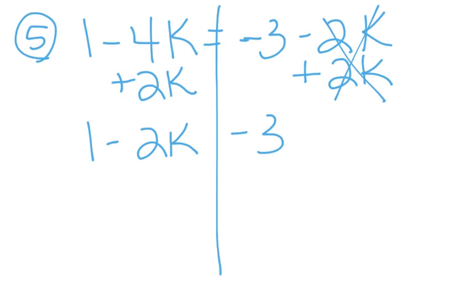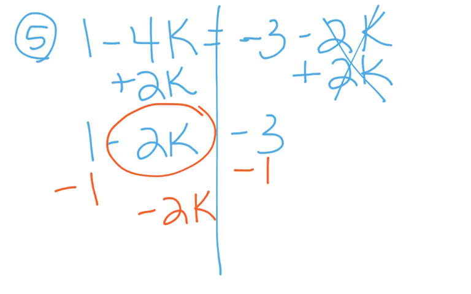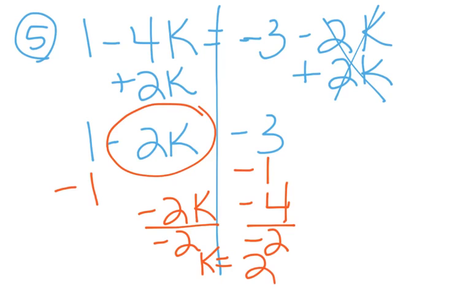I want to isolate my term with the k in it, so I'm going to take the 1 away. So that's negative 2k on that side, and negative 3 minus 1 is negative 4. Feel free to use a calculator to do your positives and negatives if you're not comfortable with that. Then I'm down to my one step of equation, which is opposite of multiplying is dividing. So negative 4 divided by negative 2 is positive 2.